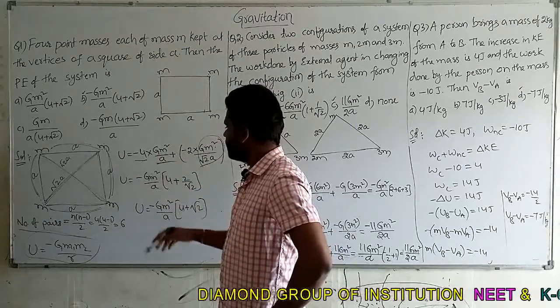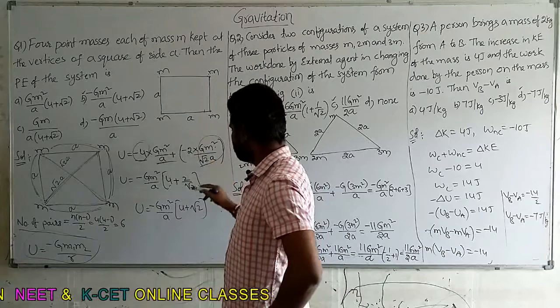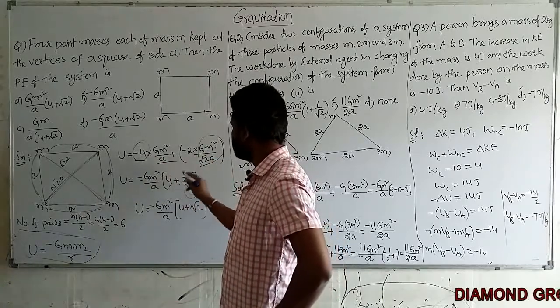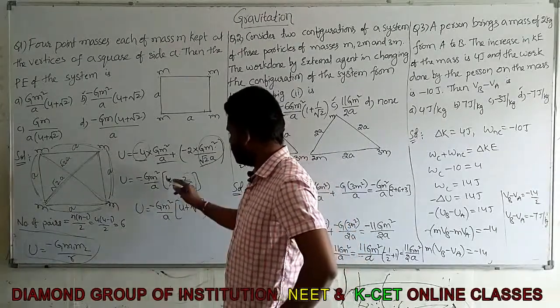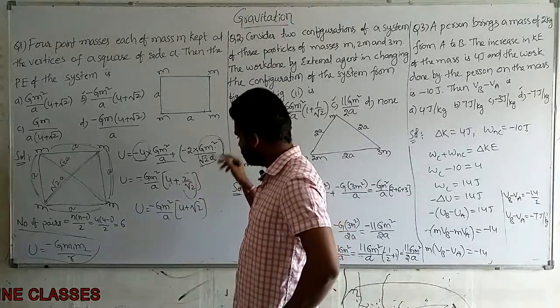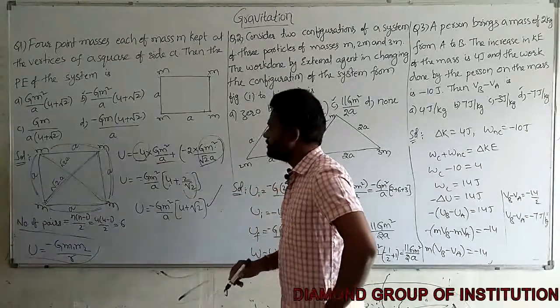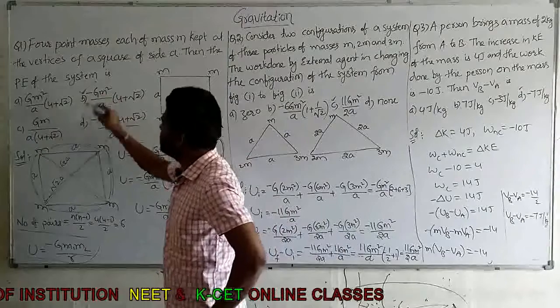So minus Gm square by a, in this case what is there? 4, and here 2 by root 2. So minus into plus minus, we will get minus into plus minus only, same thing. Minus Gm square by a into 4 plus 2 by root 2 we can write. 2 we can write as root 2 into root 2, so root 2 will be root 2. So now potential energy of this system is minus Gm square by a into 4 plus root 2. B is the right option.